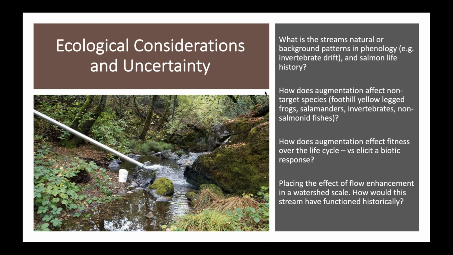We also need more work on how these treatments affect non-target species. We have foothill yellow-legged frogs, salamanders, and other invertebrates in this stream that we did not study. We should think carefully about the full life cycle response rather than just local survival and improvement, and think about placing this kind of flow enhancement work at the watershed scale. How would this stream have functioned historically, and how would flow enhancement support that?